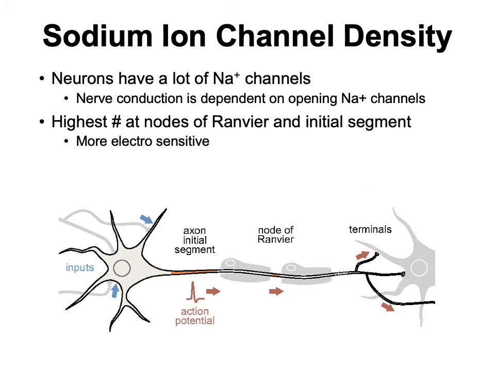Sodium ion channel densities. Neurons have a lot of sodium channels. Nerve conduction is dependent on the opening of sodium channels. As we talked before, it is the sodium entering in a cell membrane that is the biggest factor in changing the membrane potential. There are some spots on the neurons that have higher numbers of these sodium ion channels than other areas. The highest number of sodium ion channels is located at the nodes of Ranvier and the initial segment of an axon. That's why those areas are considered more electrosensitive.